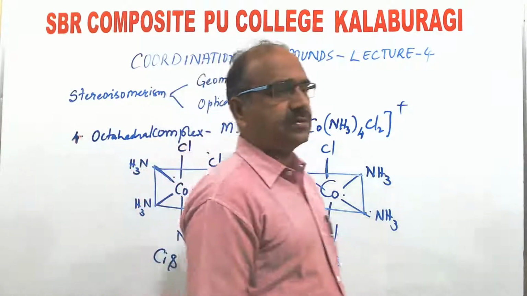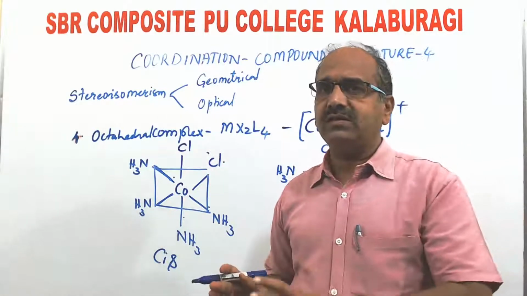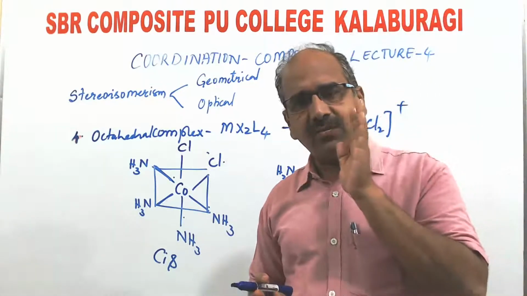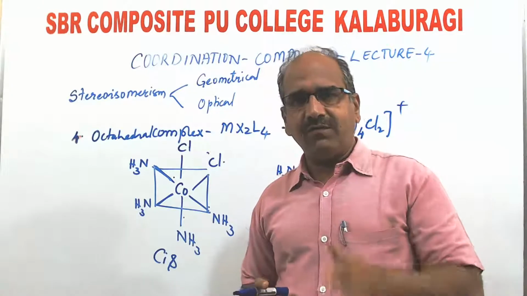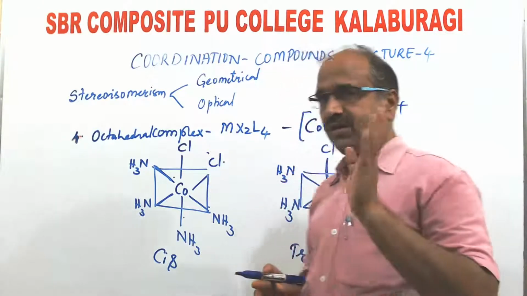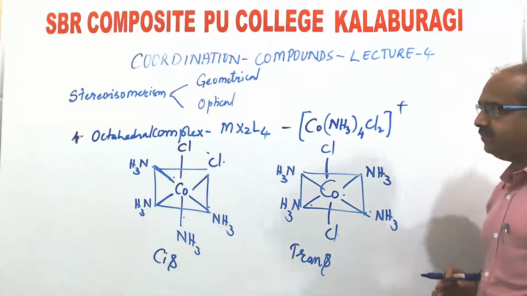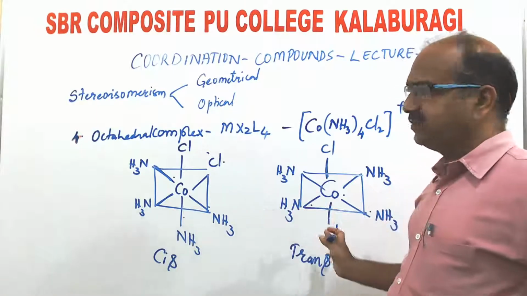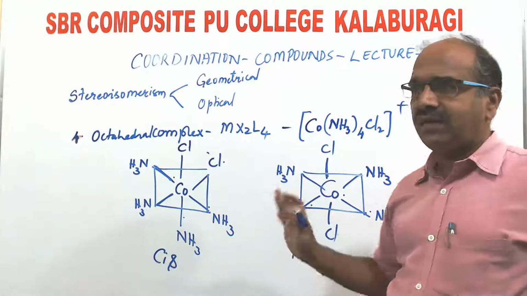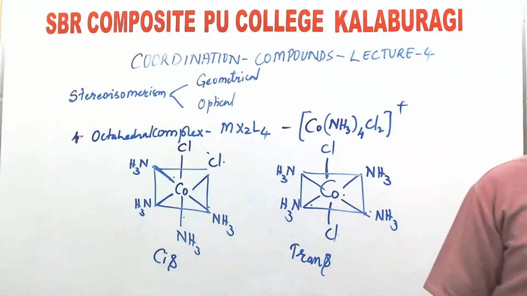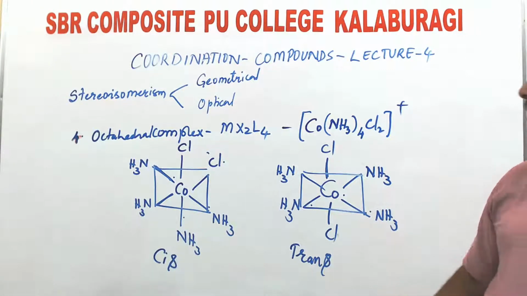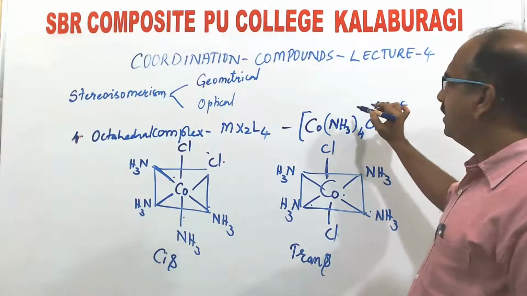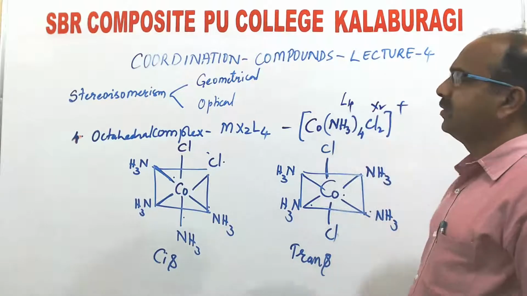Cis isomer and trans. See these compounds, whatever cis or trans isomers, one form and the other form, only the molecular formula is the same. Structural arrangement will be different. Properties will be different. Uses also can be different. They have their own uses and their own properties. So this is octahedral complex of the type MX2L4. Here X2 is nothing but chlorine and L4 is nothing but ammonia.